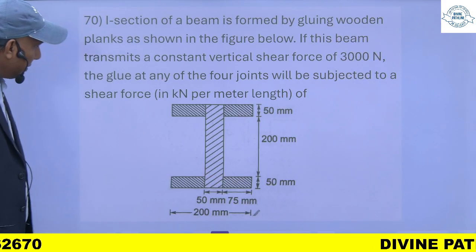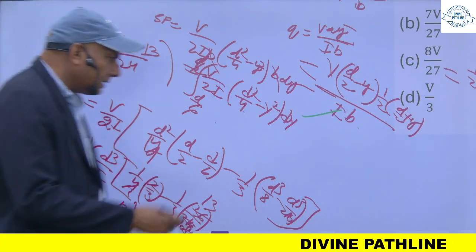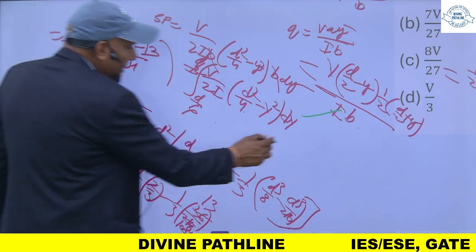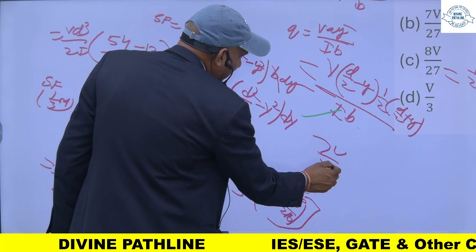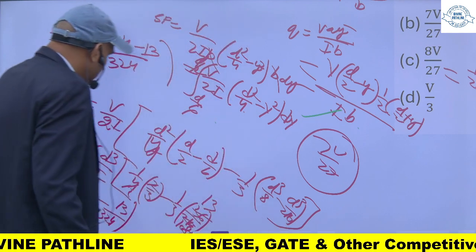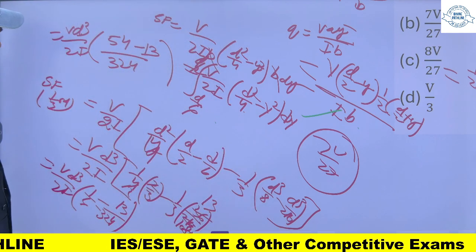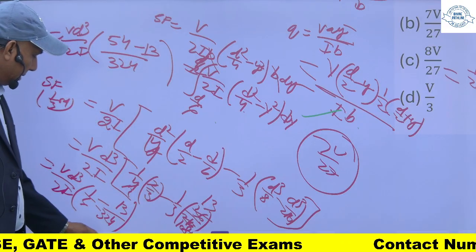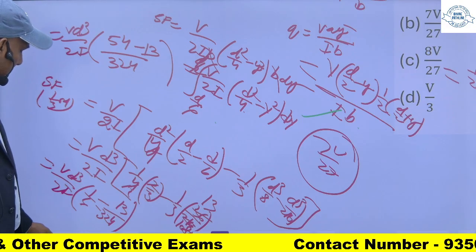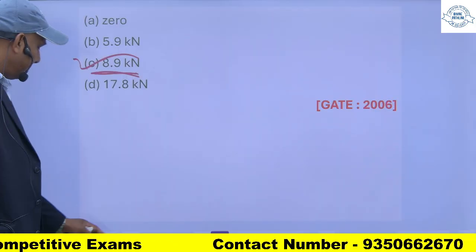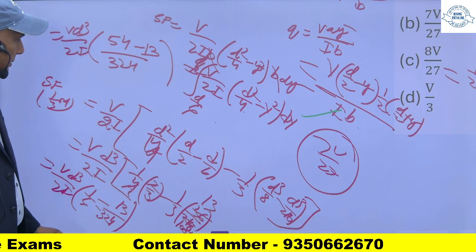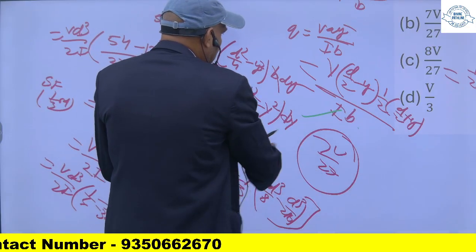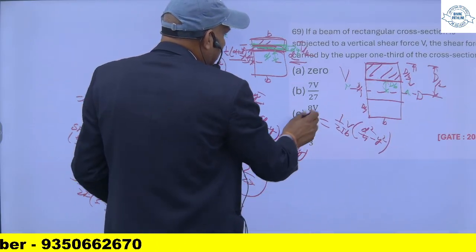Anyway, the calculation part people can do. So finally you will get the answer. It will be 7V upon 27. So 7 upon 27 you will get, and this will be the correct option.